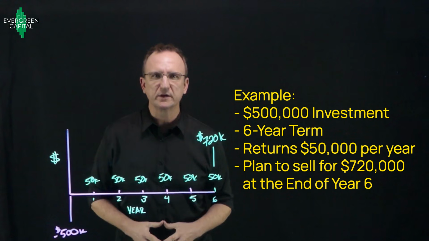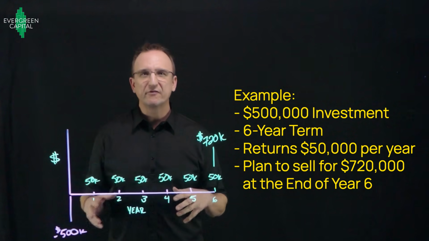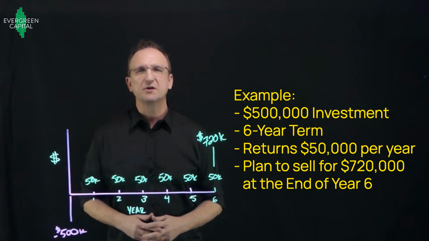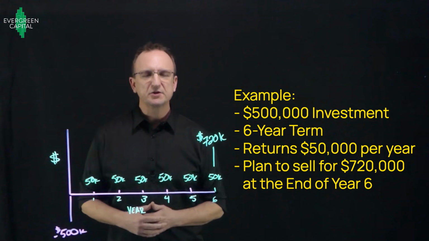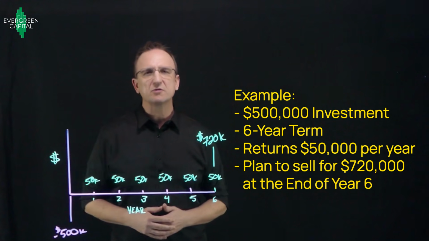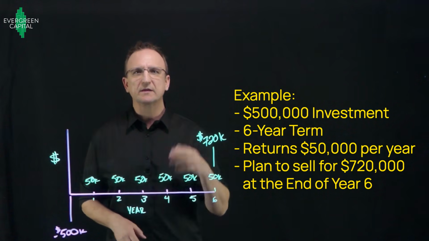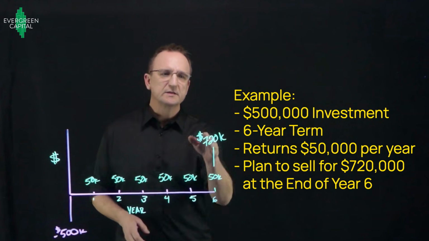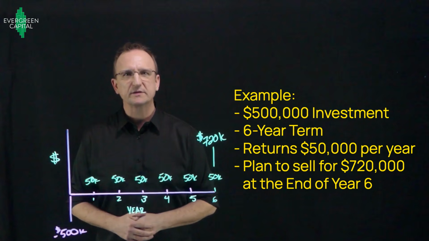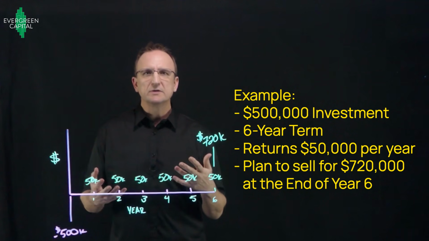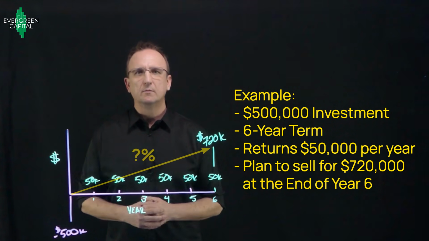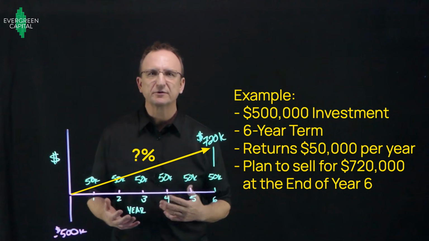So let's dive right in with an example. My friend Henry finds an investment for $500,000, and that is going to be a 6-year investment. And over those 6 years, that investment is going to pay him $50,000 per year. And then at the end of the 6th year, he's going to sell it for $720,000. Now, of course, he knows he's going to make a profit, but what exactly is his rate of return?